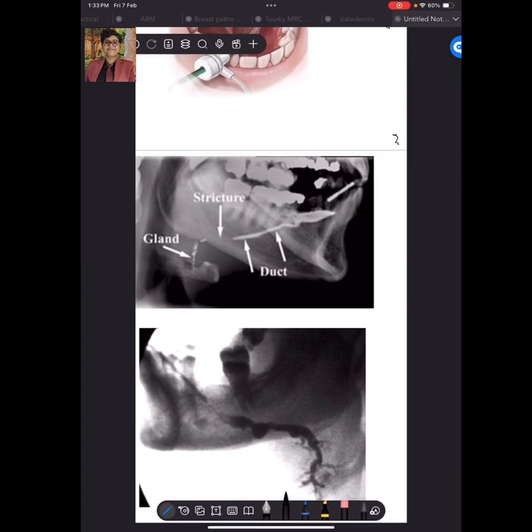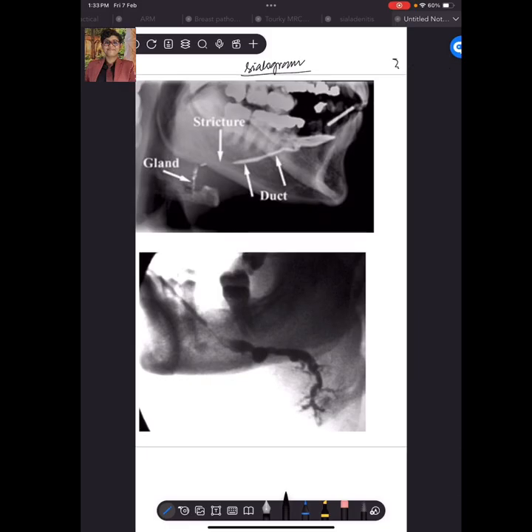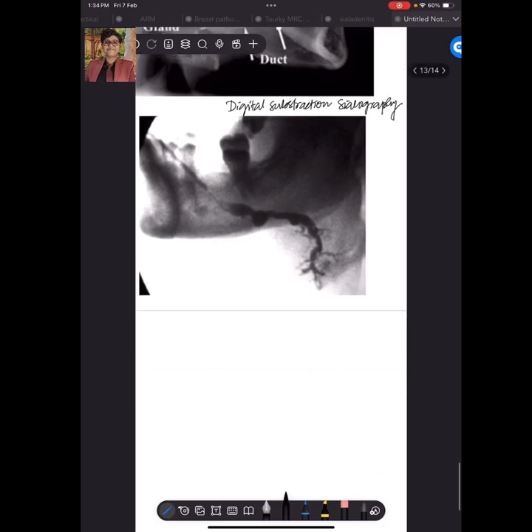This is sialogram, and here we can see that there is a stricture which is causing obstruction, and this is the latest one. This is known as digital subtraction sialography. So these are all the investigations that are normally used or currently available for sialadenitis.